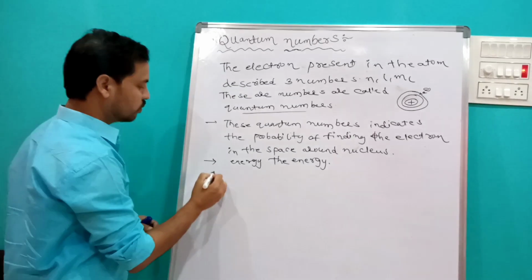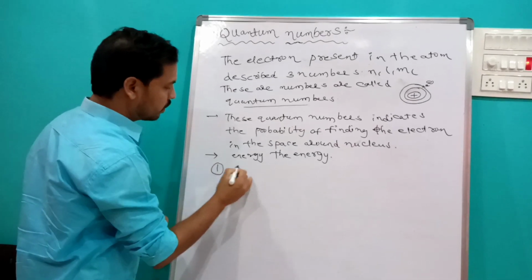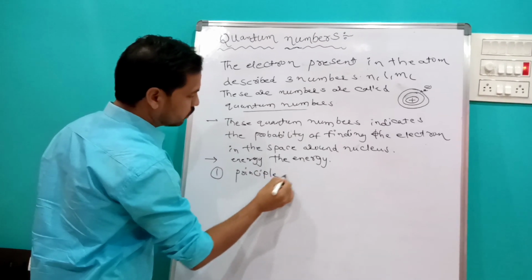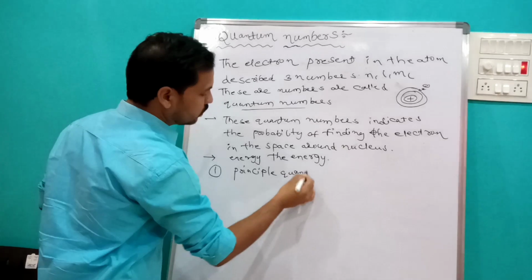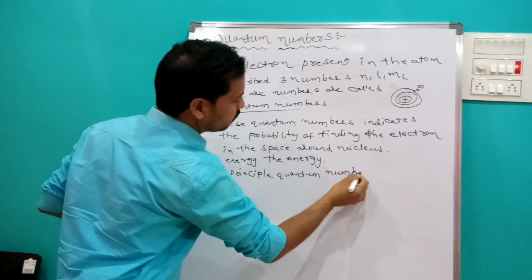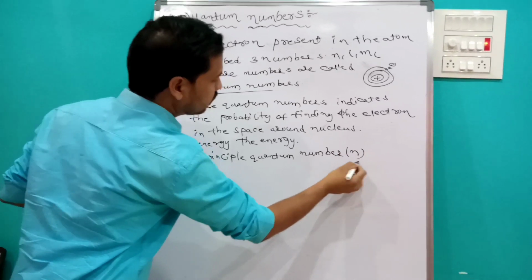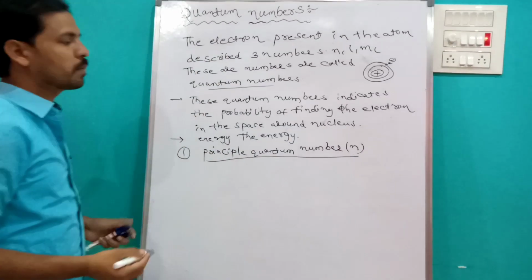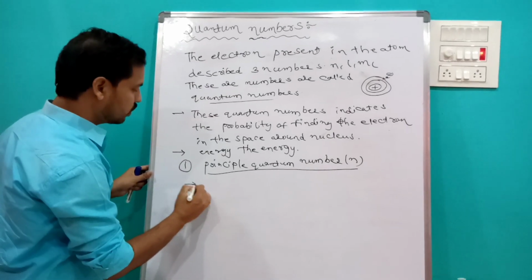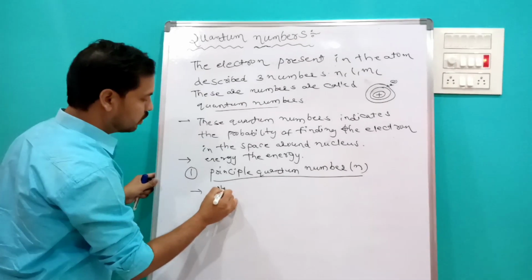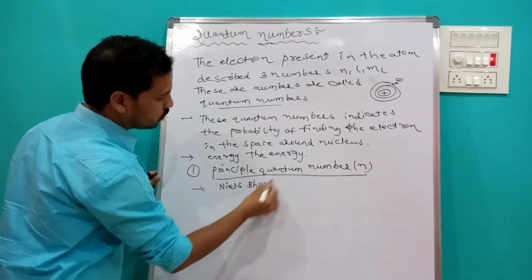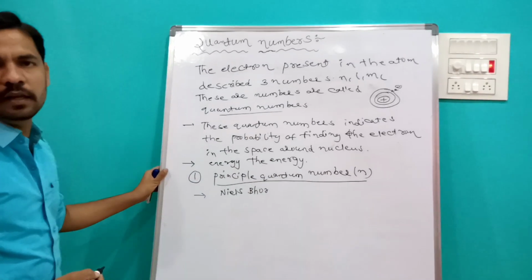So first, we are discussing the principal quantum number. It is indicated by N. The first one is the principal quantum number N. This principal quantum number was introduced by Niels Bohr.